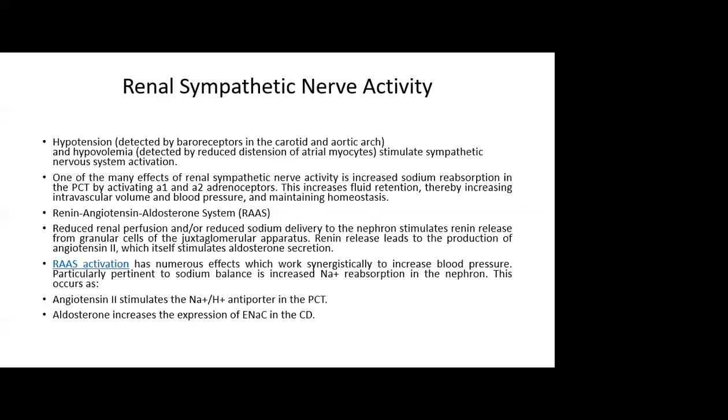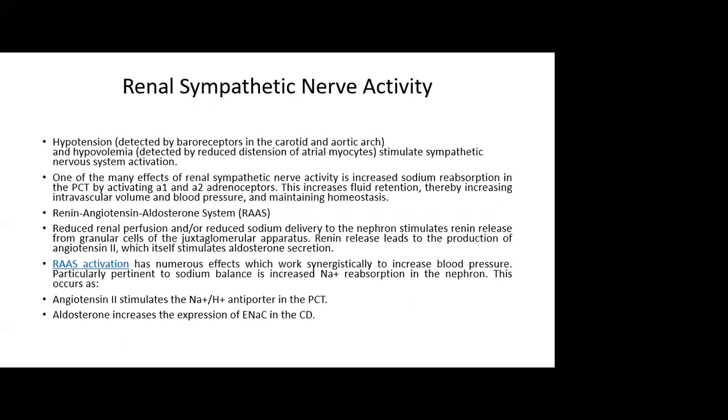So I'm going to summarize those busy slides in a few sentences. Basically, the renal sympathetic nerve activity also plays a role. In the presence of hypotension, that will be detected by the baroreceptors that are found on the carotid or the arch of the aorta, and or with hypovolemia that will be detected by the reduced distension of the atrial myocytes, that will stimulate the sympathetic nervous system.